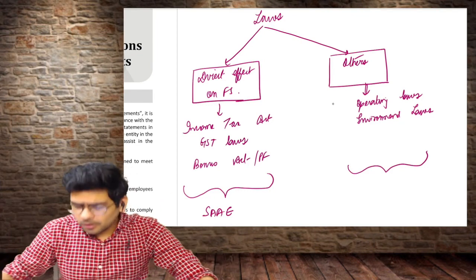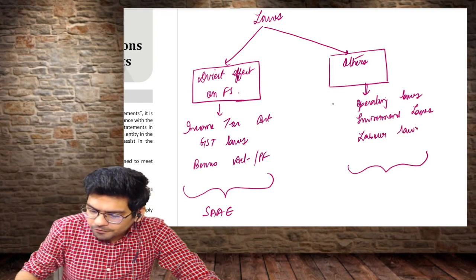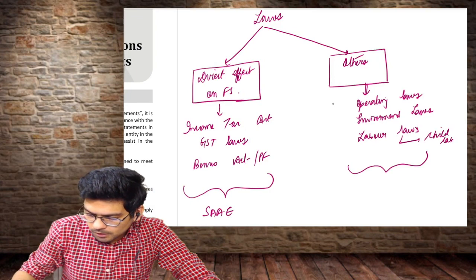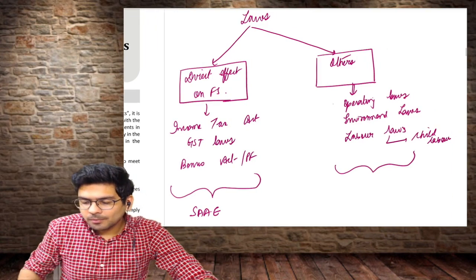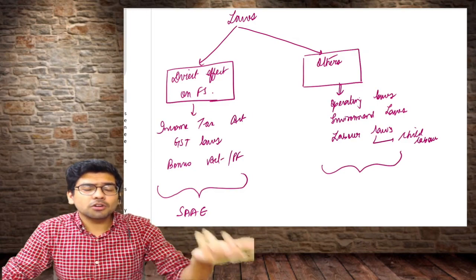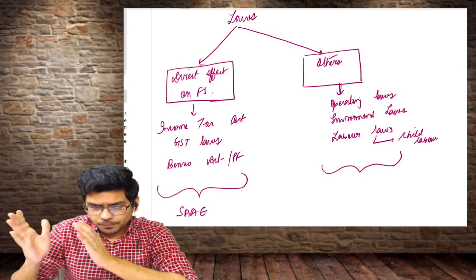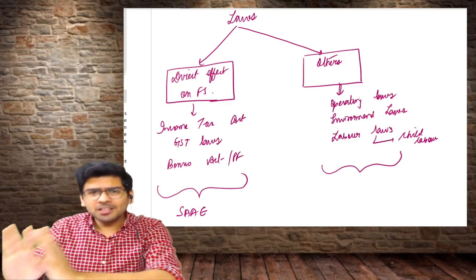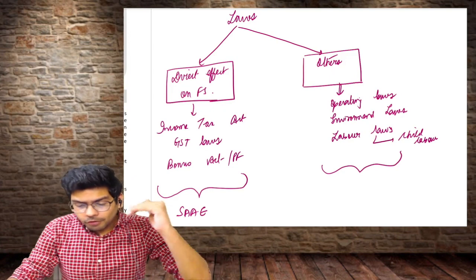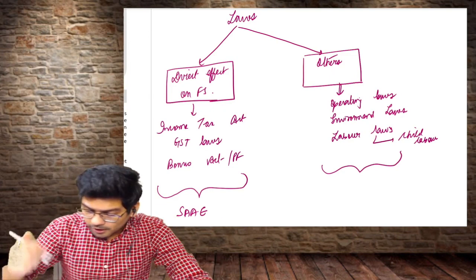Let's talk about labor law. Let's say you have kept child labor. Now child labor will probably be violative of some of the acts in India, but it is not going to impact your financial statements. Let's say you employed children below the age of 14, you paid them wages, no problem about it, but again it is a violation of law, right?